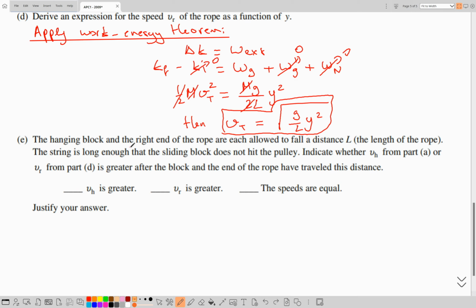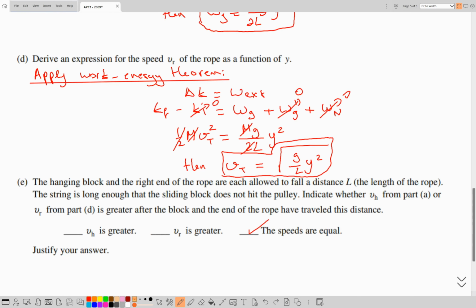Now in part E, the hanging block and the right end of the rope are each allowed to fall a distance y, the length of the rope. The string is long enough that the sliding block does not hit the pulley. Indicate whether Vh from part A or Vt from part D is greater after the block and the end of the rope have traveled this distance. So is Vh greater or Vt greater, or the speeds are equal? I would go for equal, and let me justify why.